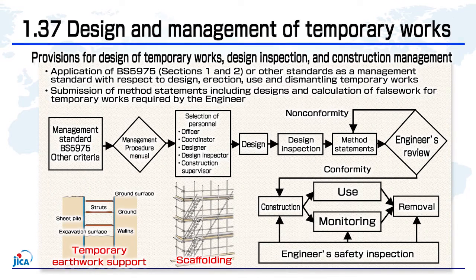Section 1.37 defines the management standards for the design, construction, use, and removal of temporary works. As a management standard, it stipulates the application of Sections 1 and 2 of BS 5975, or other management standards agreed upon by the engineer. It also defines the submission of method statements for all parts of the temporary works, including the contractor's false work design and calculations, when requested by the engineer.